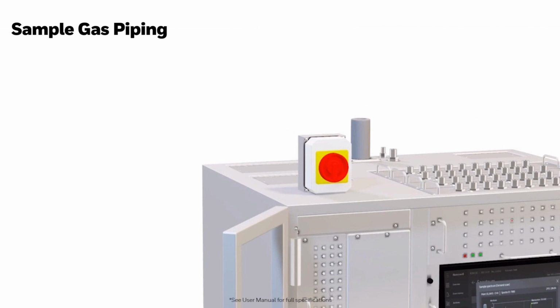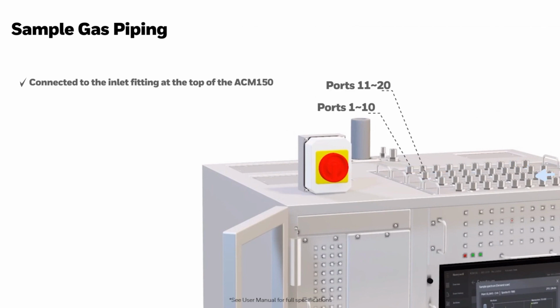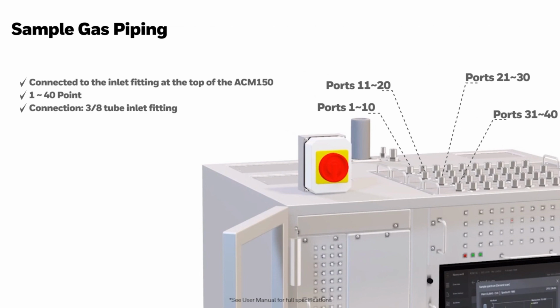Third, sample gas piping. The sample gas tubes are connected to the inlet fitting at the top of the ACM150 to monitor the sample point. Inlet fittings are numbered from 1 to 40. Connect the 3/8-inch tube to inlet fitting of sample gases. ACM150 should be located near the areas it samples to minimize tube length and response time.